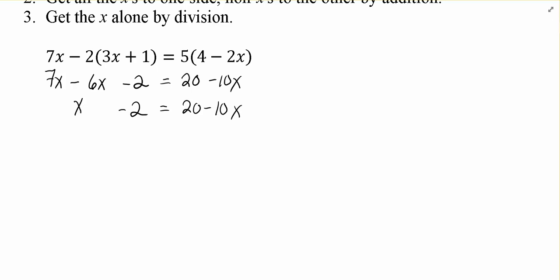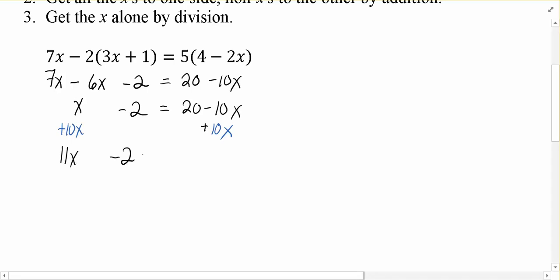But then the next step is to bring all the x's to one side, non-x's to the other. So we could go ahead and add 10x to both sides. That will get all the x's to the left. That way we have 11x minus 2 equals 20. Then to get the non-x's to the other side, we can go ahead and add 2 to both sides. That's going to get us 11x equals 22.